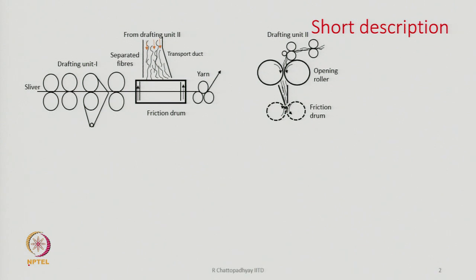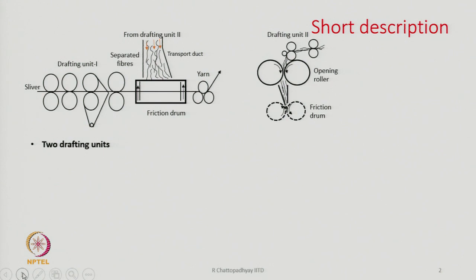What you see here is a simple line sketch of the two important parts of the machine. We see that there are two drafting units in this machine. This is basically a cross-sectional view of the most important area of the machine, not the entire machine as such. It is a simple line diagram. So, there are two drafting units.